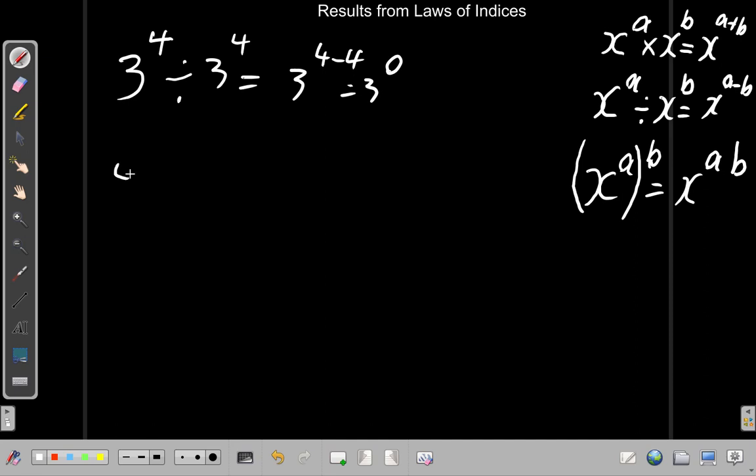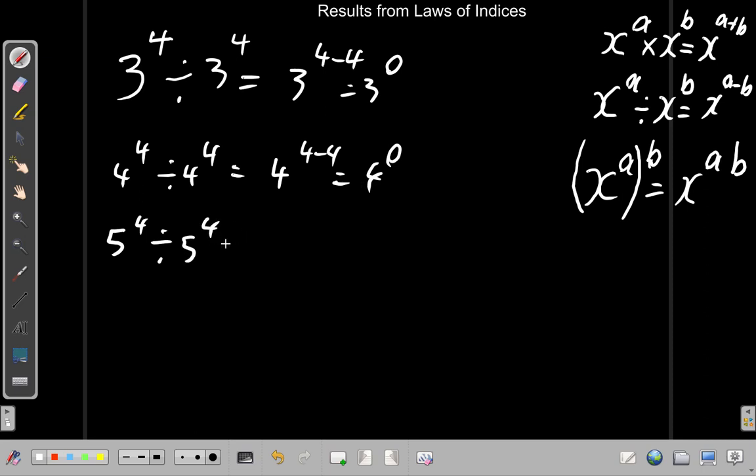Now, if we have 4 raised to the power of 4 divided by 4 raised to the power of 4, then we should have 4 raised to the 4 minus 4, which is 4 to the 0. If we have 5 raised to the 4 divided by 5 raised to the 4, then we should have 5 raised to the 4 minus 4, which is 5 to the 0. Right?